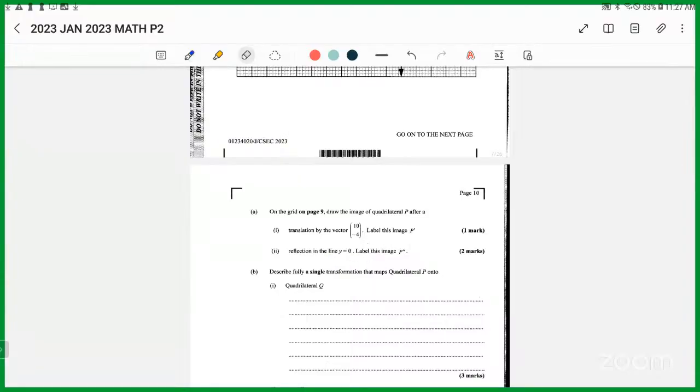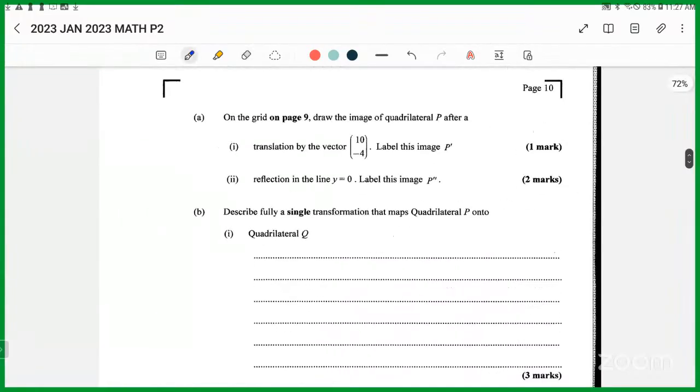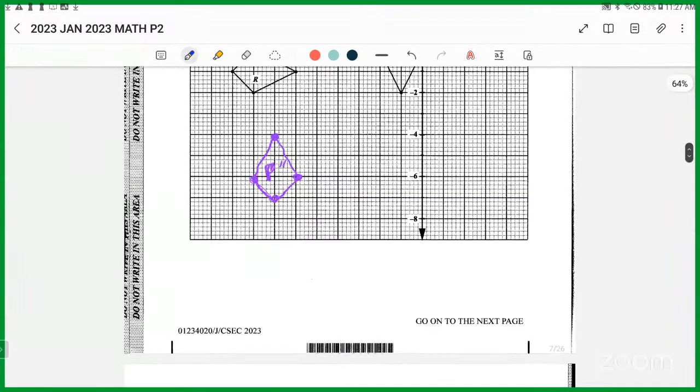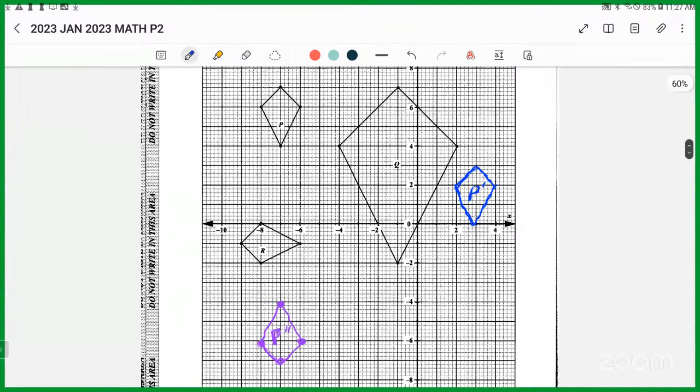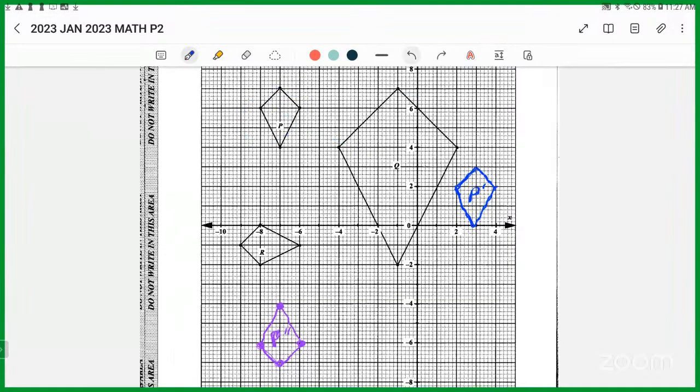Here now it says we have to describe a single transformation. That's one transformation that maps P to Q. Let's look at it. P to Q. That's this one to this one. Now clearly that's an enlargement. Right? That's clearly an enlargement. An enlargement has two components that you must determine. It has a center of enlargement and it has a scale factor of enlargement.